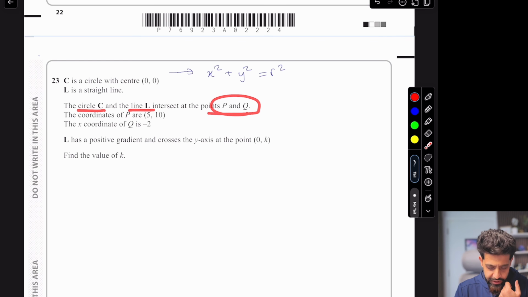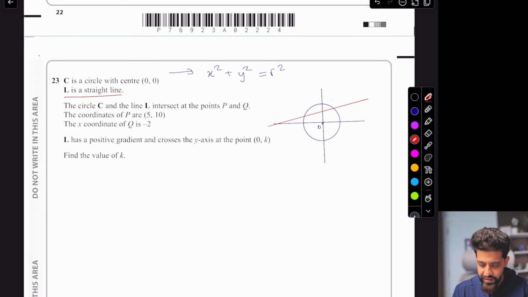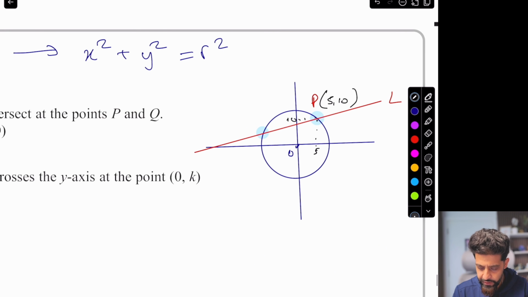The coordinates of P, okay, let's draw this because it all starts to make sense when you draw stuff. So there's your equation of a circle with a center 0, 0, radius which you don't know yet, and then a line like that for now. This is the line L. We know that there are 2 points of intersection, right there and right there. The point P is 5, 10, so this is 5 down here and 10 right there.